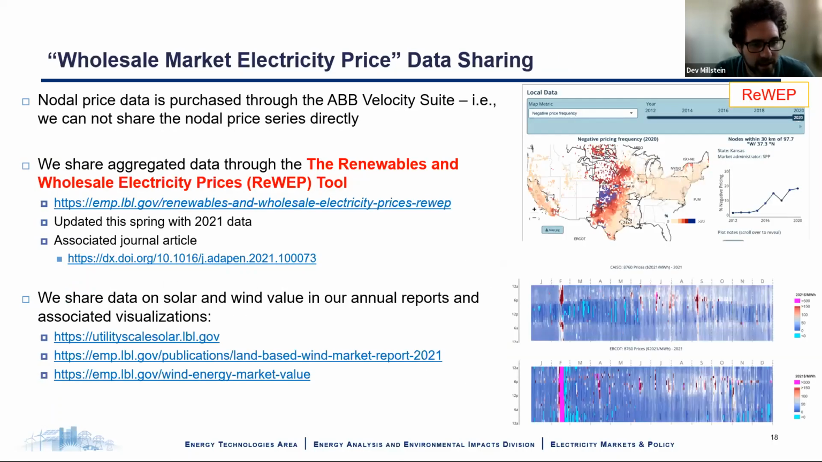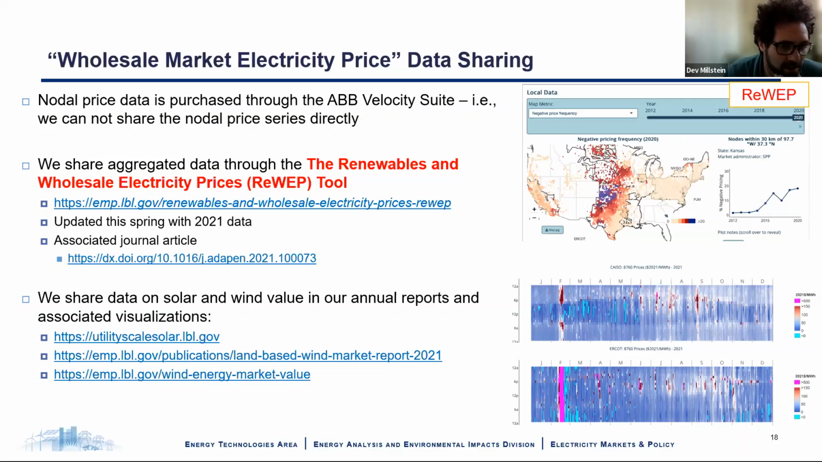Next slide. And so with that, we use those prices in many of the analyses we were just talking about, but we also developed a tool to look at the prices more directly and look at some of the relationships between prices and renewable energy. This tool is called the REWEP tool, or the Renewables and Wholesale Electricity Prices tool. You can see the link on the screen, and I will chat it to everybody as well.